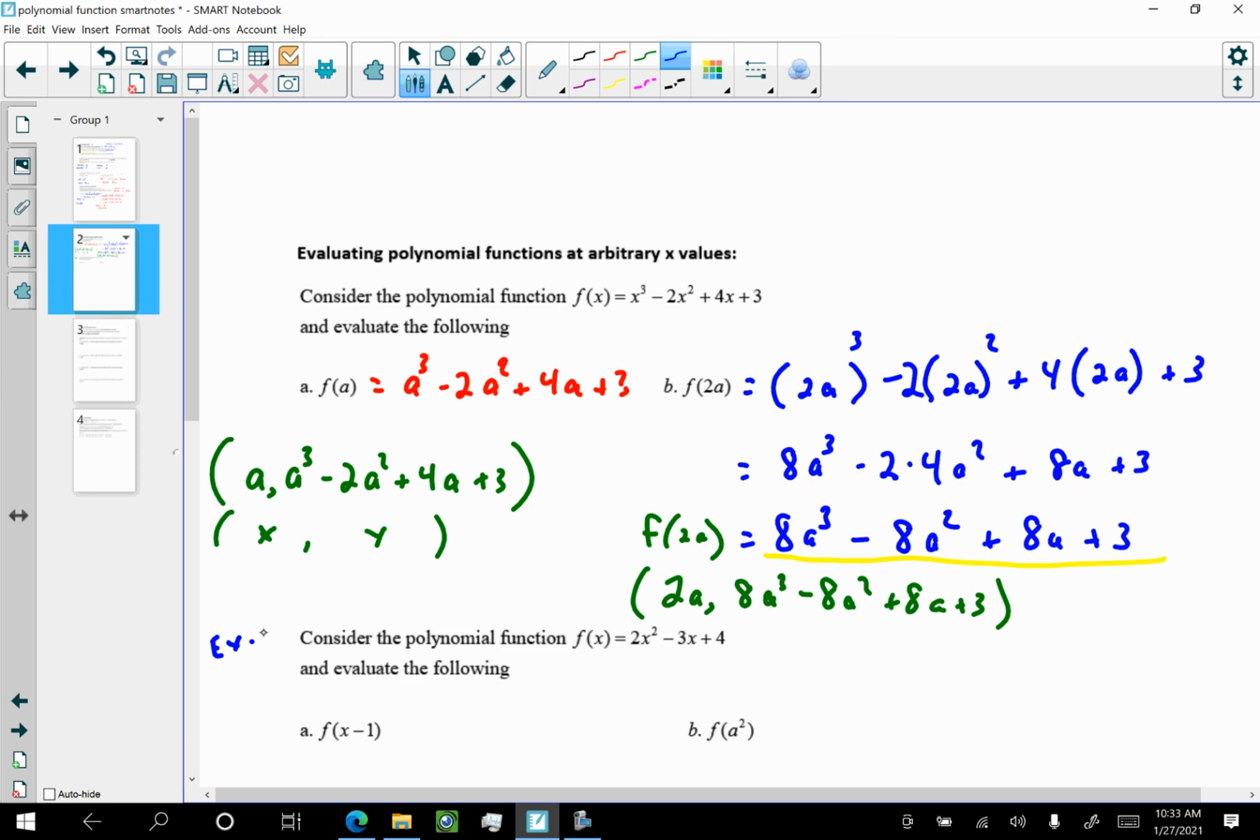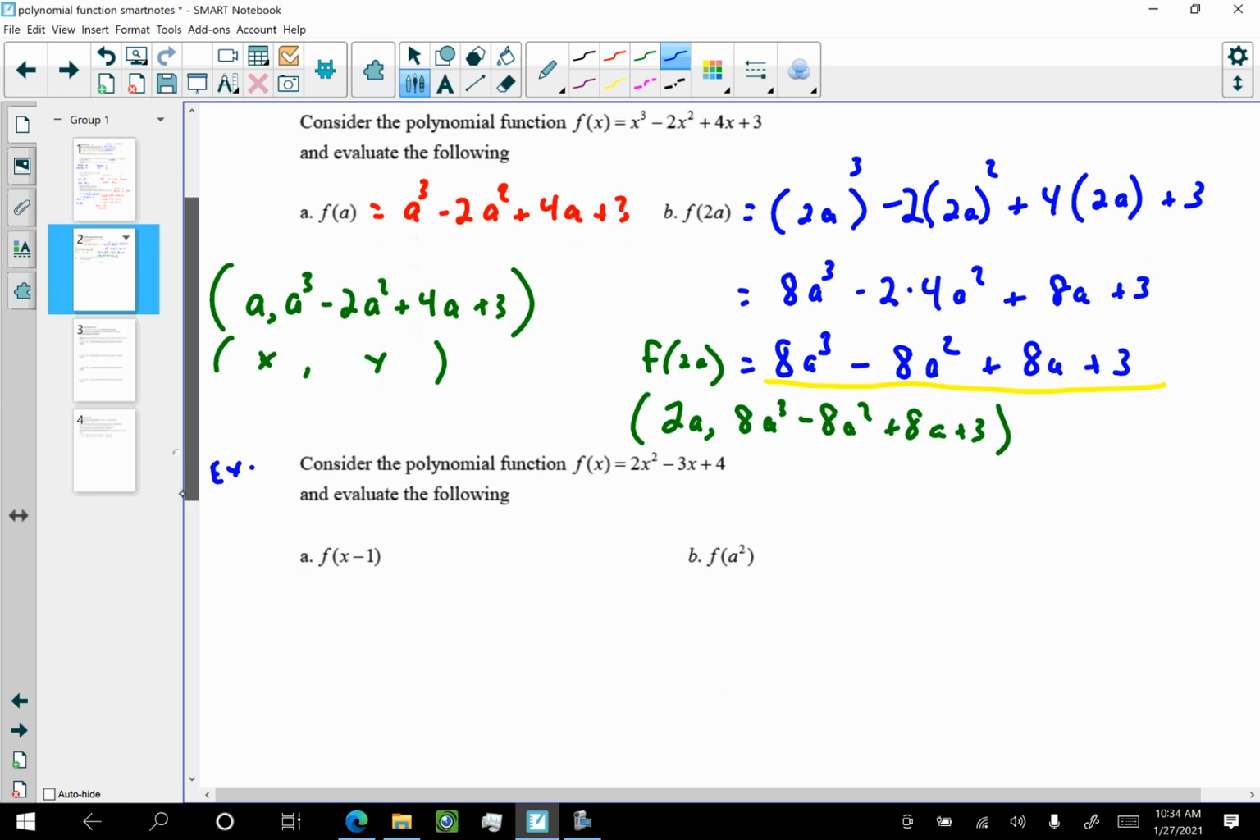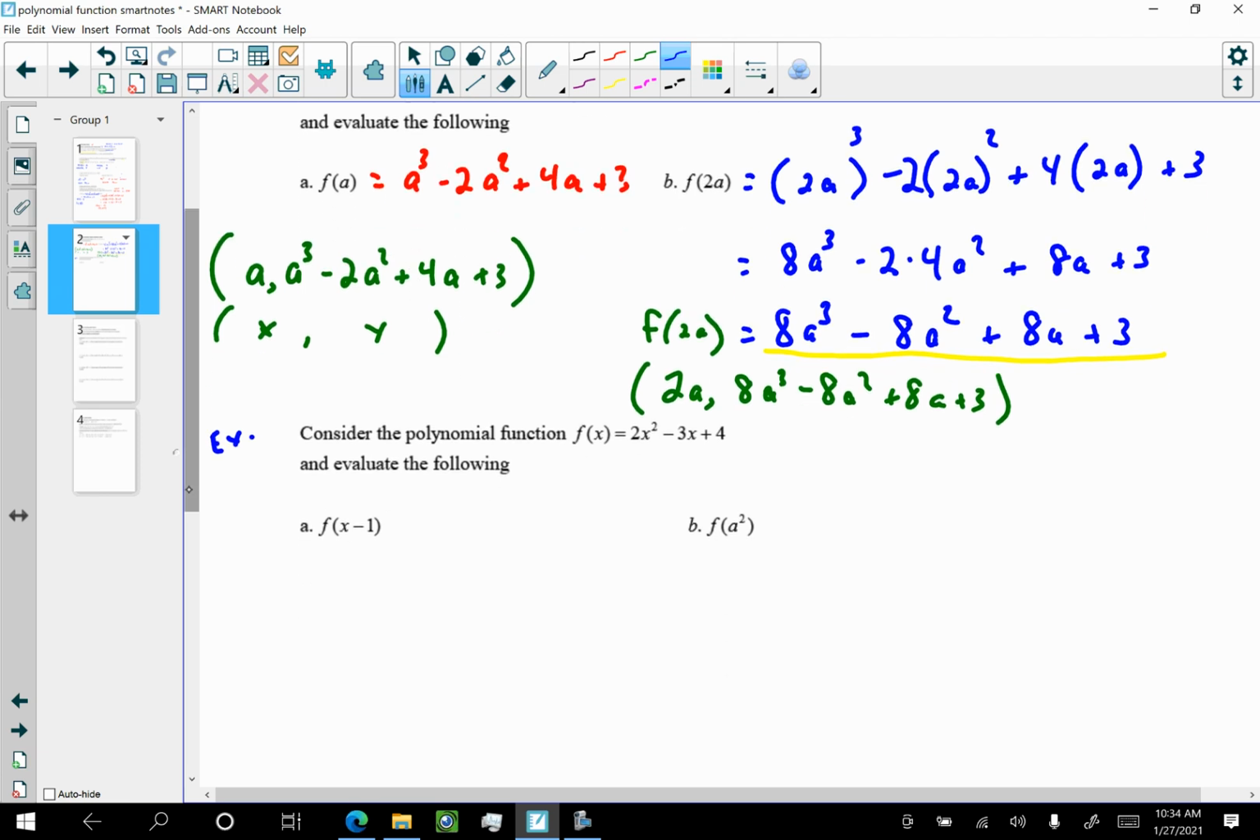And so now, if you look at the next example, now we're going to consider this polynomial function 2x squared minus 3x plus 4, and we're going to evaluate the following: f of x minus 1. People get confused. Don't be confused. All this is asking is wherever you see x here, put x minus 1. So you're going to do the parentheses method.